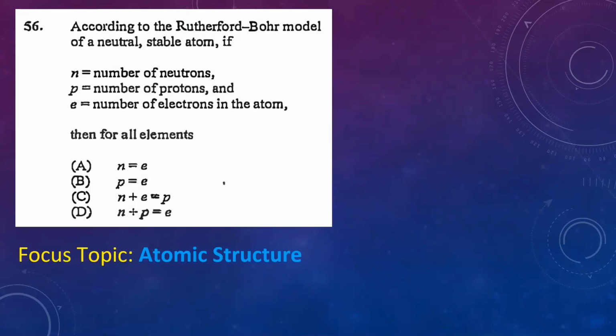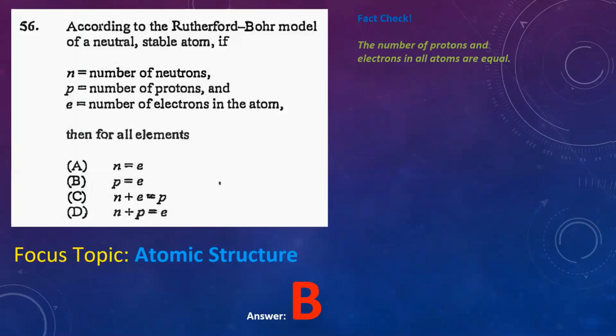According to the Rutherford-Bohr model of a neutral stable atom, and we have our statements there. Now, basically for a neutral atom, the number of protons and the number of electrons are equal because it is electrically neutral. So that's B. All right.